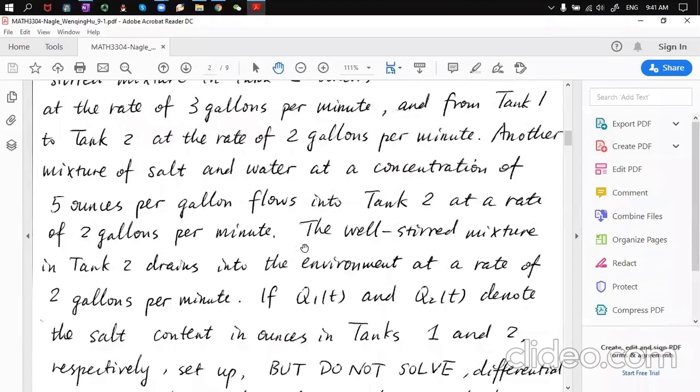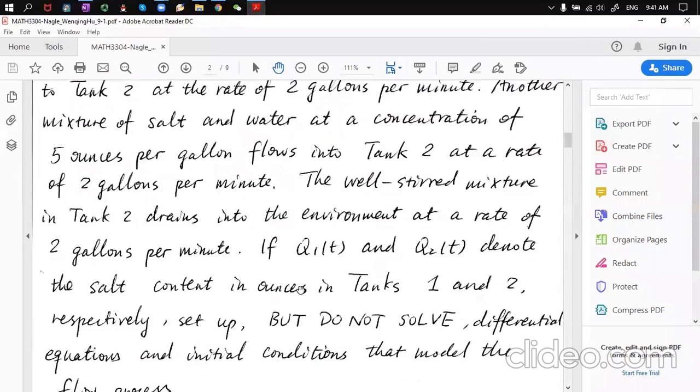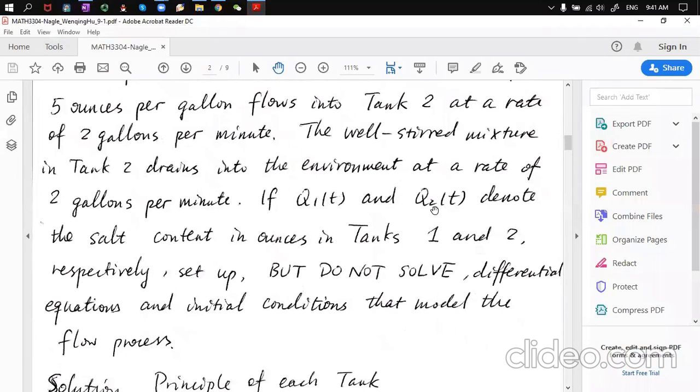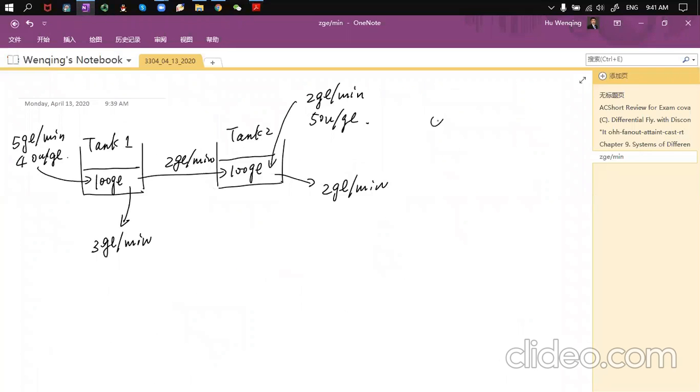Now the question asks whether you can set up differential equations for Q1(t) and Q2(t), which denote the amount of salt in tank 1 and tank 2. How do you model the differential equation? That looks very complicated, because in our previous lectures we had just one tank with this kind of salt and concentration problem. But now, unfortunately, it becomes two tanks. But if you look at the problem carefully, you will realize that it is not as hard to solve as it appears.